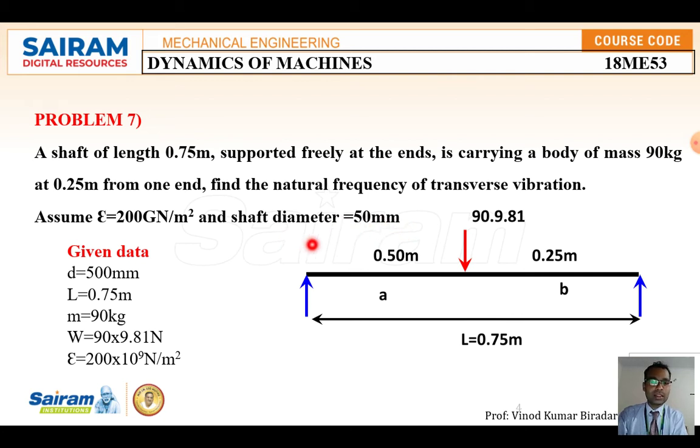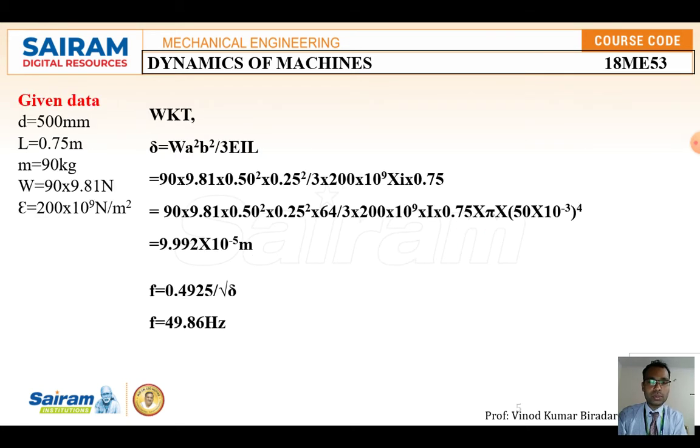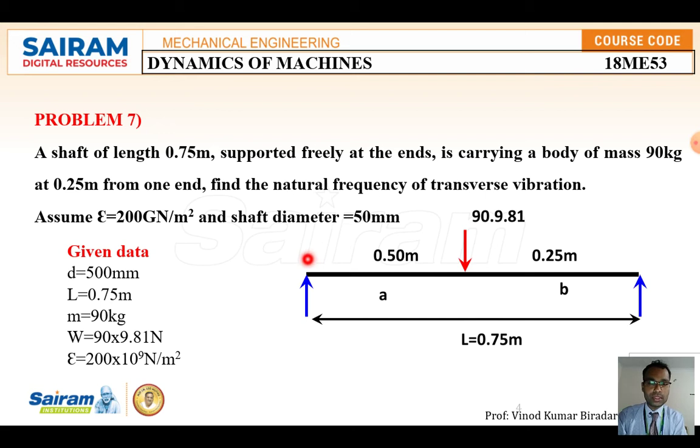Here the length of the shaft is given, and the force is acting on it, that is 90 into 9.81 newton, since the mass is 90 kg. The force is acting at a distance of 0.25 meter from one reference end. According to the question, you apply the force here. From this point to this point is called A, and from this point to this point is called B. The total length of the shaft is L equal to 0.75 meter.